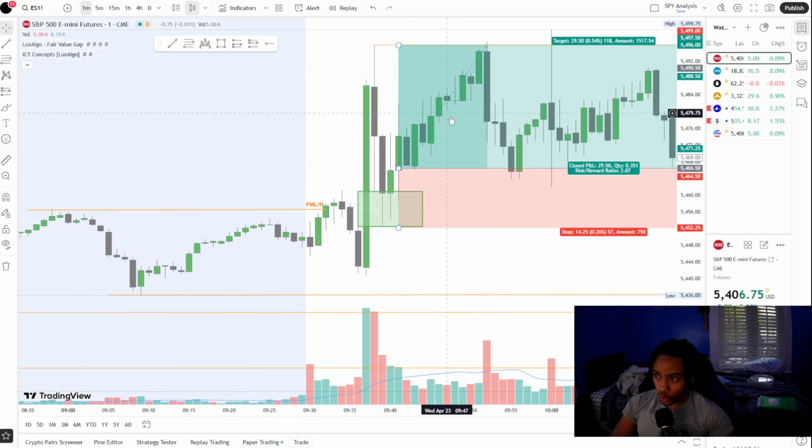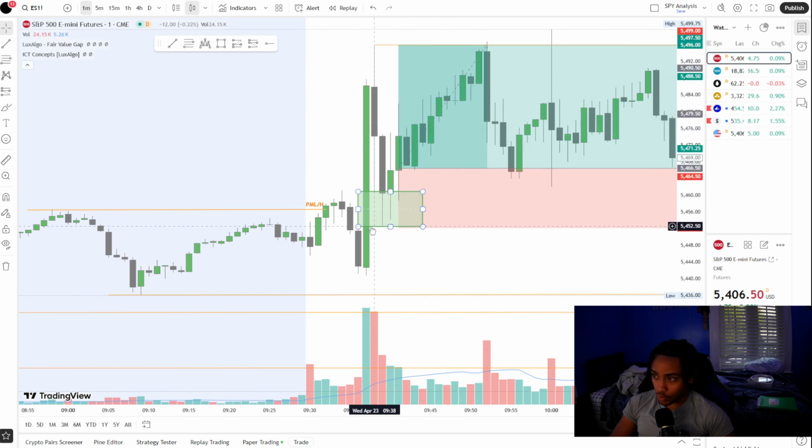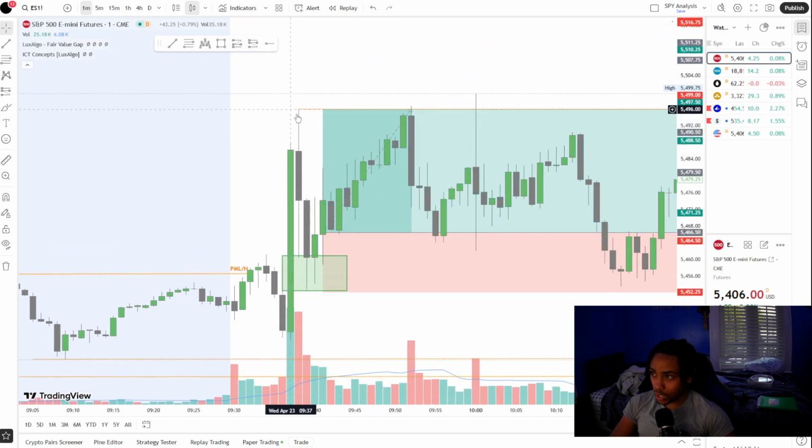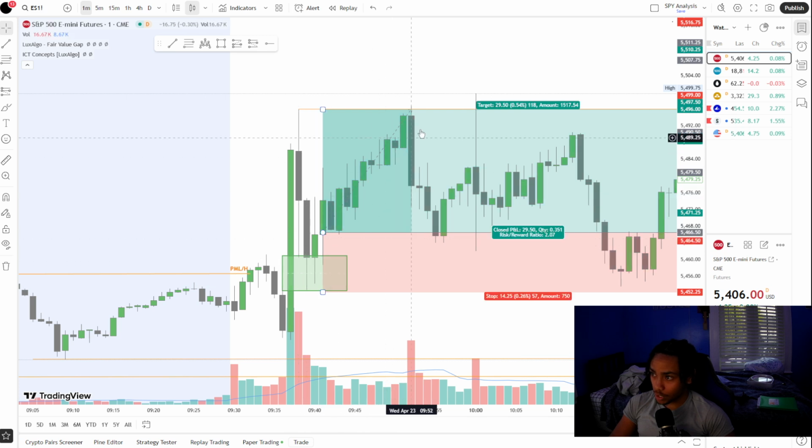My TP, I always go for 2 to 1s. Remember, guys, my stop loss was below the fair value gap, and I always set my TP up to here, 2 to 1. Luckily for me, my TP was literally right at this draw of liquidity. And what do you see happen? Price came up to the draw of liquidity, and then boom, you take profit right here.